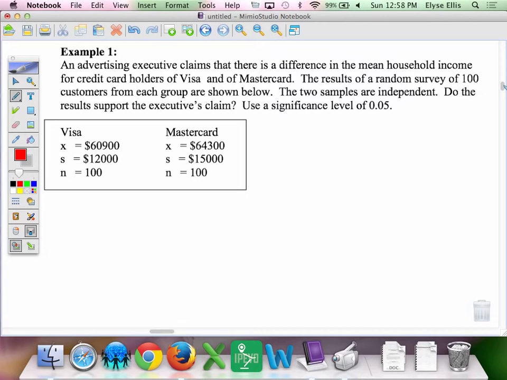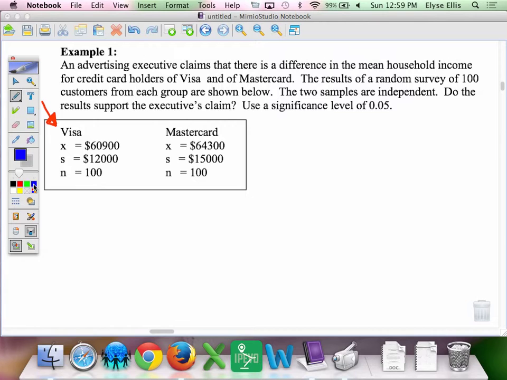An advertising executive claims that there is a difference in the mean household income for credit card holders of Visa and of MasterCard. The results of a random survey of 100 customers from each group are shown below, in the box they're giving you down here. The 2 samples are independent, so they're taking care of our criteria. Do the results support the executive's claim? They want us to use a significance level of 0.05.